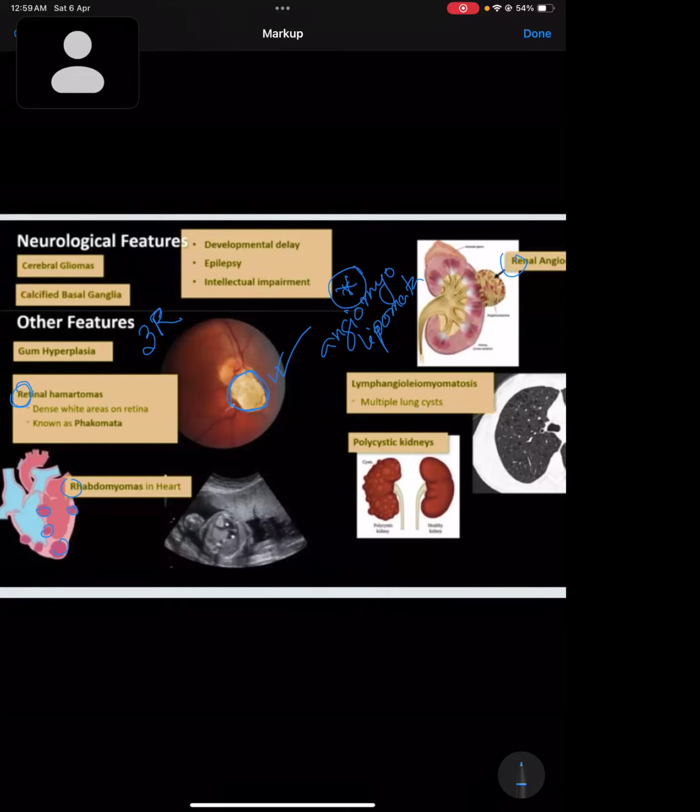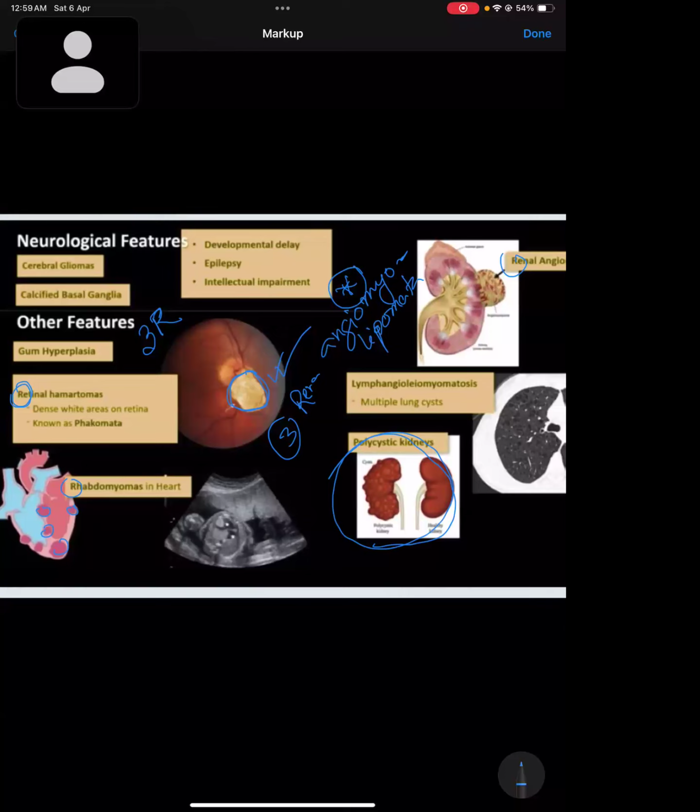One question came from here for part 1. Renal, what will you get? Which type of tumor? Important. Okay. So this number 3R is renal angiomyolipomata. Okay, dear. These are the 3 organs. Also, sometimes you can get polycystic kidney. So if you remember this picture, you can understand.